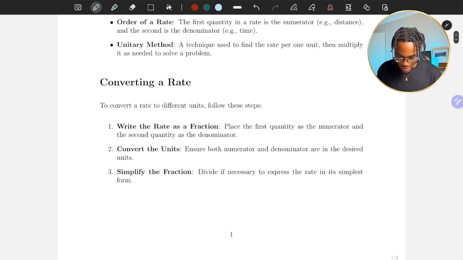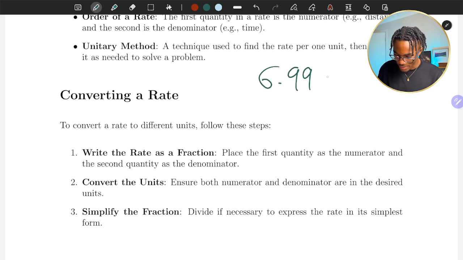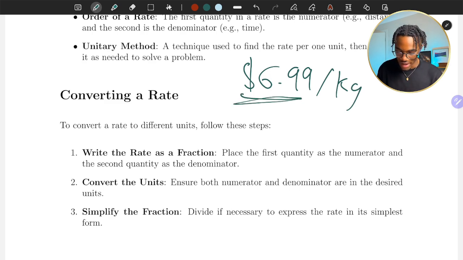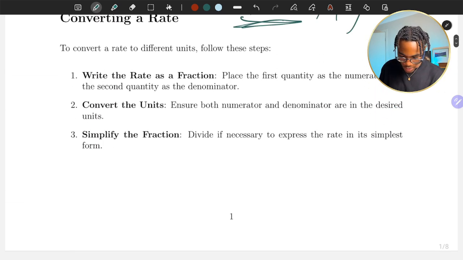So rates, right? You'll often see stuff like, in the shopping center, dollars per kilogram. Maybe you're buying a bunch of grapes, for example, and they're $6.99 per kilo, right? That's the rate. It's like an amount per something, right? Something per something. Dollars per kilo, dollars per gram, stuff like that. So we want to go over converting rates. So how do we do that?